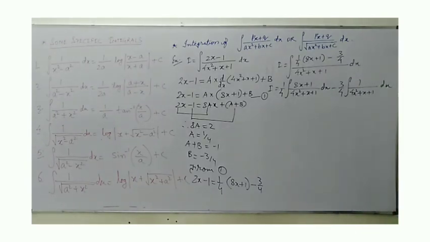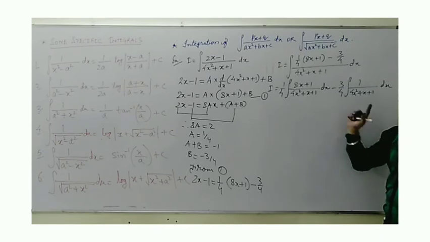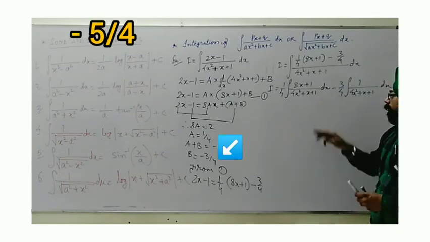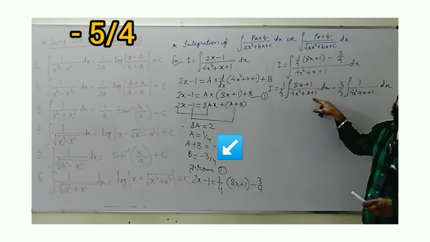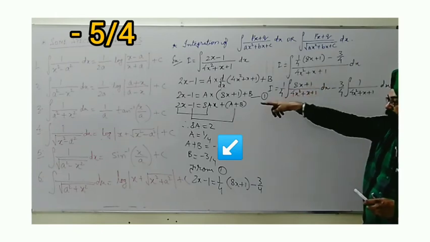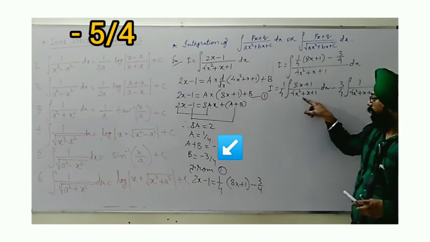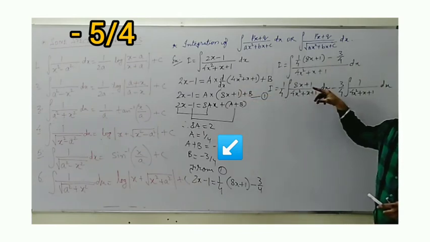Now there are two terms, two parts of the integral. This is the first one, this is the second. Here you see this is a well-planned structure. We have obtained a differentiation in the numerator: the differentiation of 4x square plus x plus 1 is 8x plus 1, as done earlier. We have got that in the numerator.